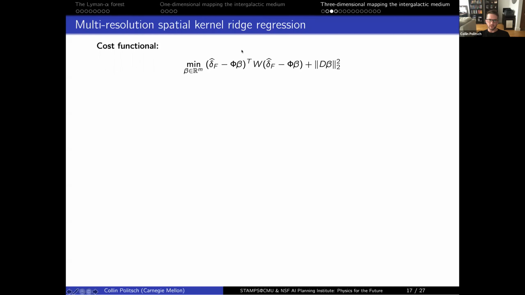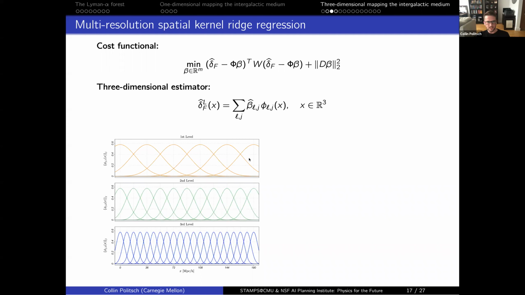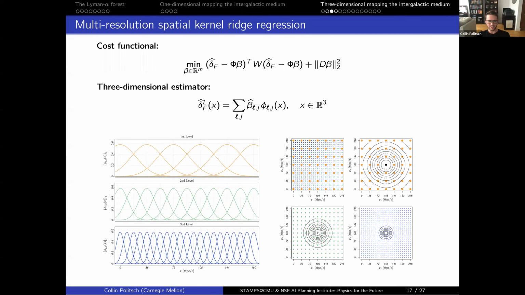So we have this trade-off between this weighted sum of squared errors, and on the right here, we have this penalty. And so this is a generalized ridge penalty here. L2 with this generalized ridge matrix D that's imposing spatial smoothness in the reconstructed process. And then the idea is to solve this generalized ridge problem, take the estimated basis coefficients, plug them into this multi-resolution basis expansion, and boom, there you get your reconstructed 3D map. Is it that easy? No, it's not that easy. I'll get to that in a second.